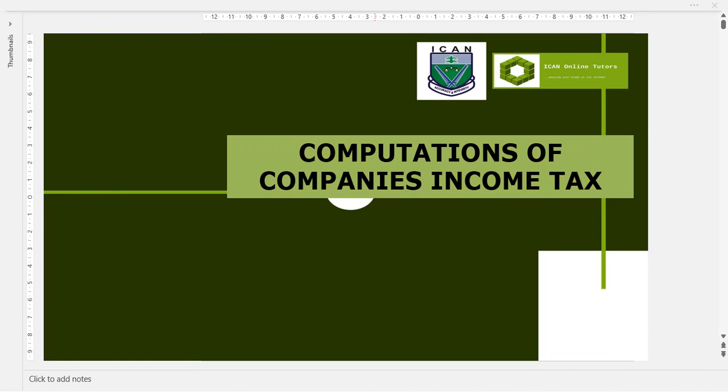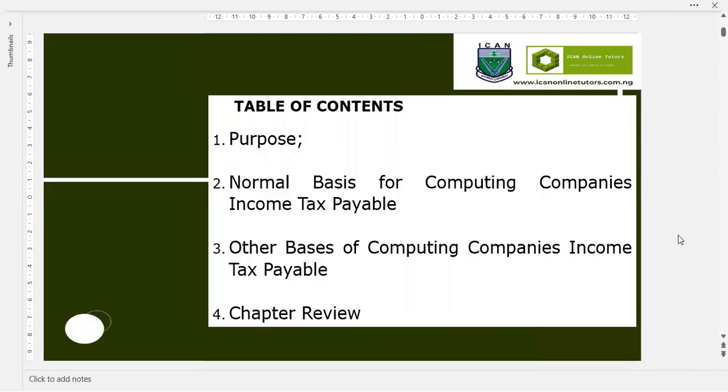So in today's class, we will be taking the last part of the topic, computation of companies' income tax liabilities. Again, we'll be taking computation of companies' income tax liabilities.